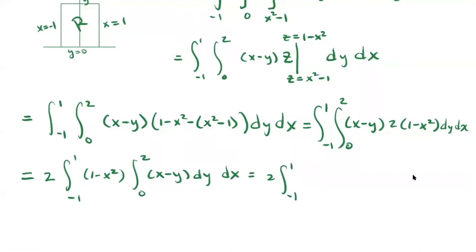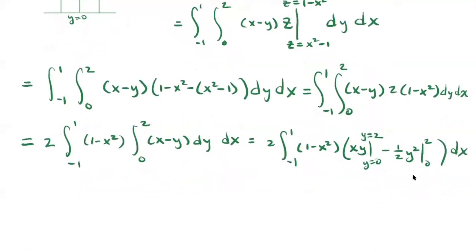You can't do the outer integral till the inner is done. Okay, so here we go. We're doing the antiderivative now. So of x minus y, this is dy. So you're going to have an xy, where y goes from 0 to 2. And then minus 1/2 y squared, where again y goes 0 to 2. And then when it's all done, it'll be dx. Okay, any questions?